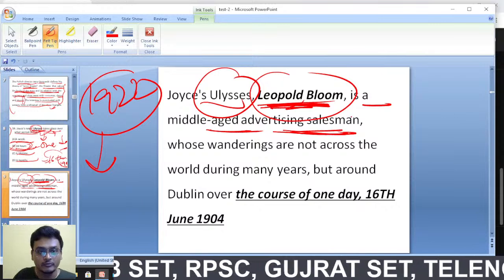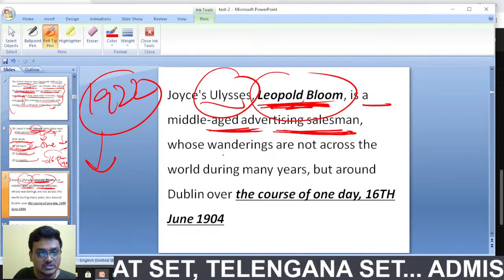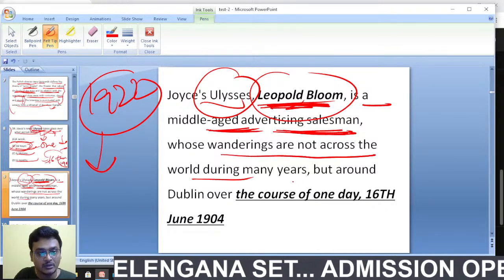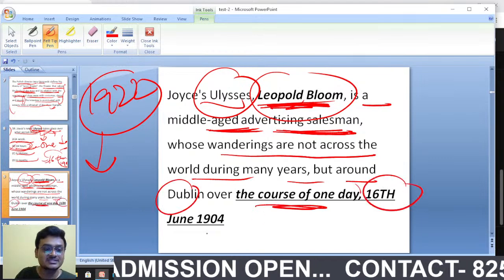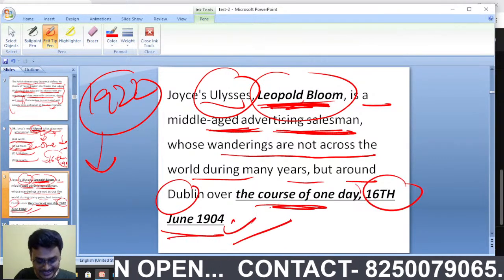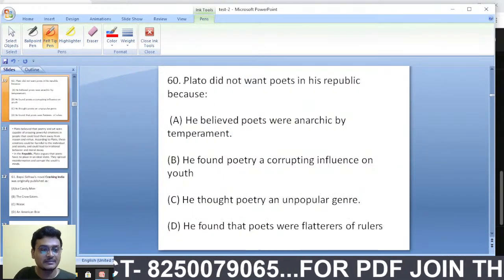So here Leopold Bloom is a middle-aged advertising salesman whose wanderings are not across the world during many years, but around Dublin over the course of one day, that is 16th June 1904. Excellent. Do like the session as well. And here is question number 60.